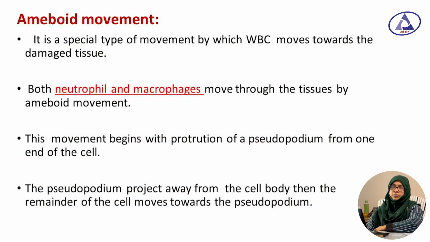Now let us discuss amoeboid movement. It is another property by which the WBC move. It is a special type of movement by which WBC move towards the damaged tissue. Both neutrophil and macrophage move through the tissue by amoeboid movement. This movement begins with the formation of a pseudopodium at one end of the cell. Then the pseudopodium projects away from the cell body, and the remaining portion of the body moves towards the pseudopod.